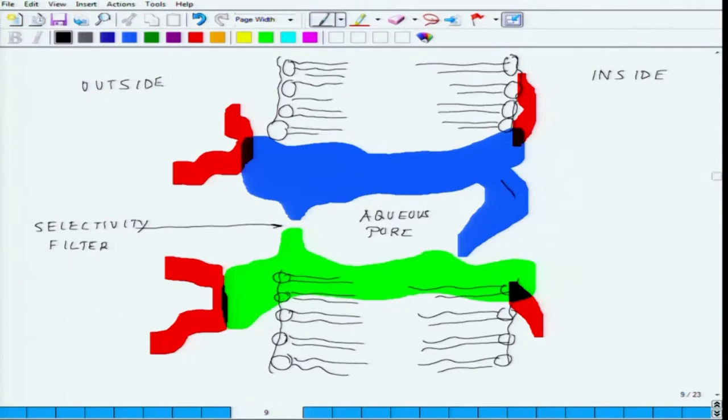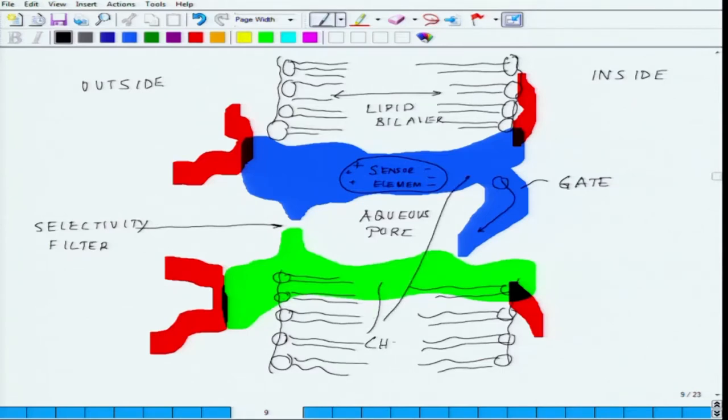And this is essentially the gate out here, when we talk about voltage gating and all these things. And you have a sensor element which is sitting there. This is the sensor element. And this is the lipid bilayer, and these are the channel proteins.